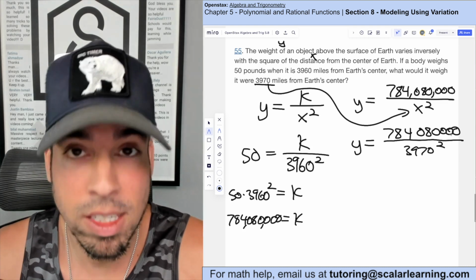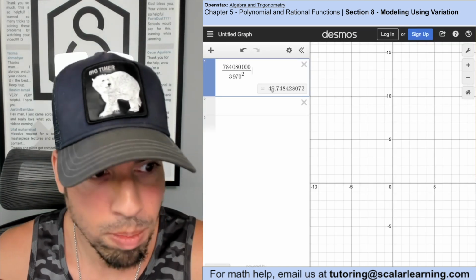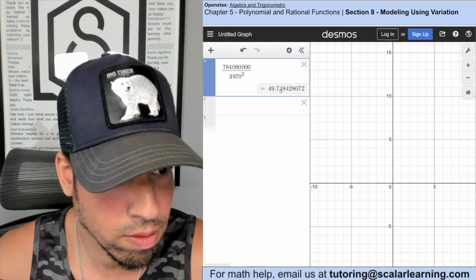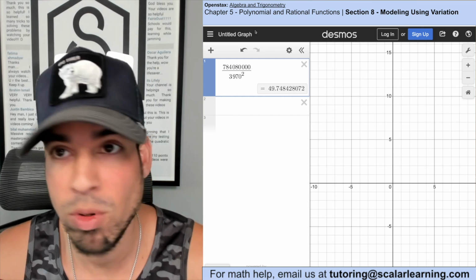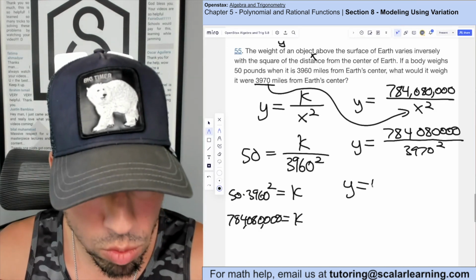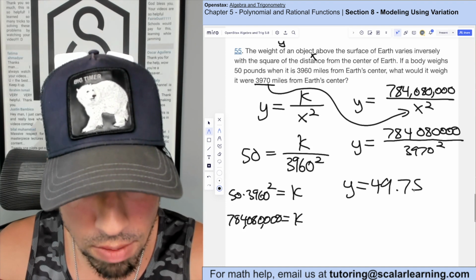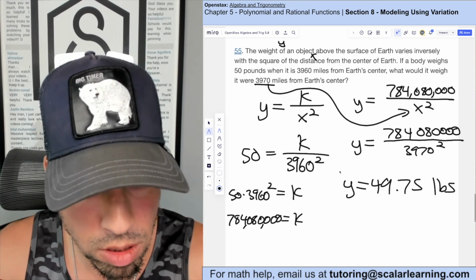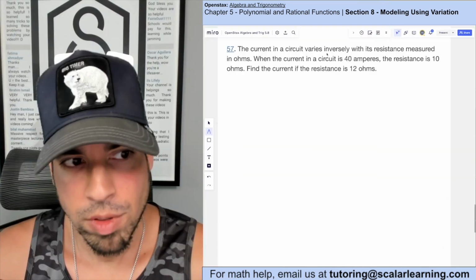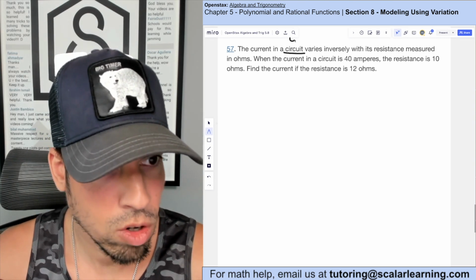We're going to plug it into Desmos to see. So here it is all plugged in, and we get 49.748, which will round up to 49.75. So y equals 49.75, and the unit is pounds. There's the answer. Done.